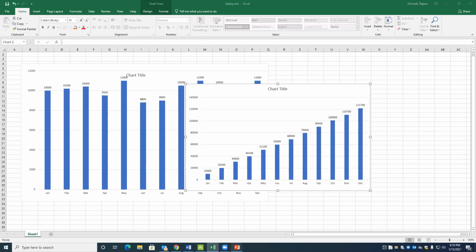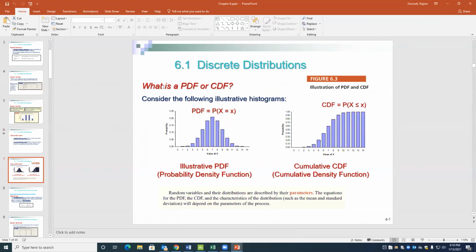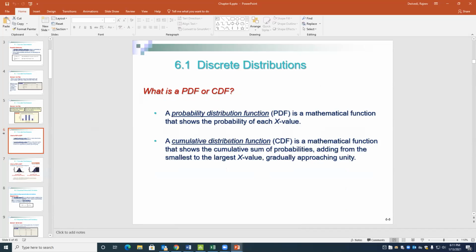Similarly, now I'm going back to my slide part. I hope you can understand the cumulative part. Similarly, in every distribution we have these two functions, which are the probability distribution function and the cumulative distribution function.